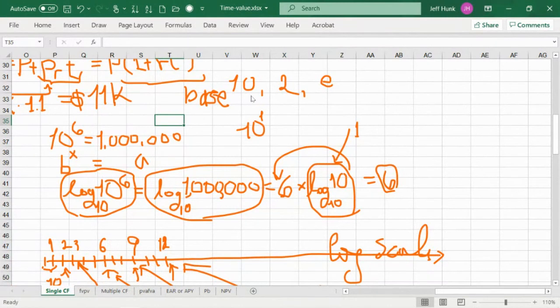Base 10 log is commonly called the common log, common because it's the most commonly used logarithm. Base 2 log is called the binary log. And base e log, using Euler's number e as the base, is called the natural log.